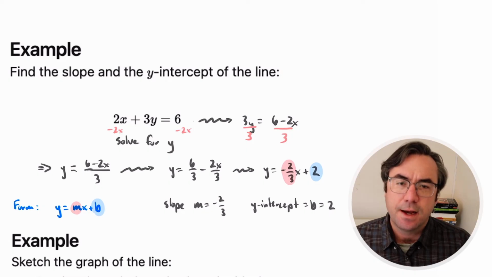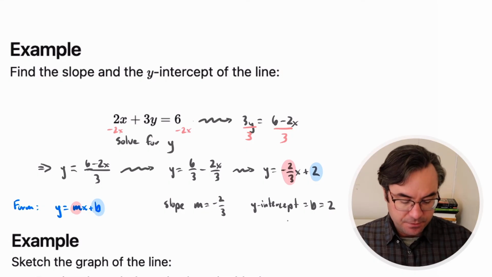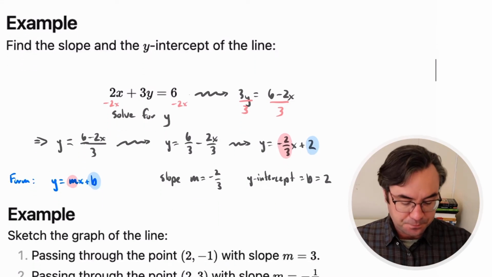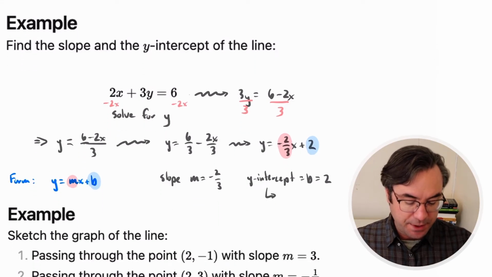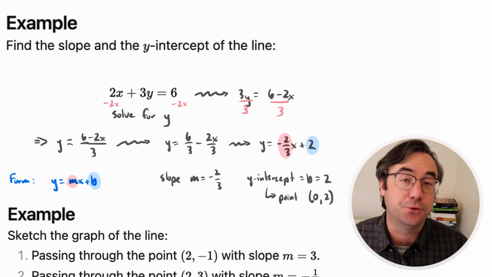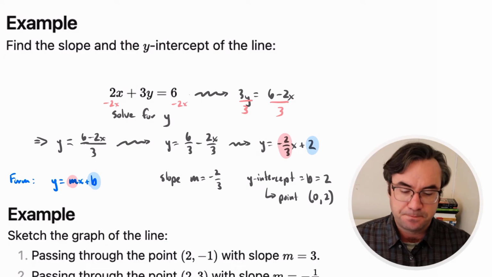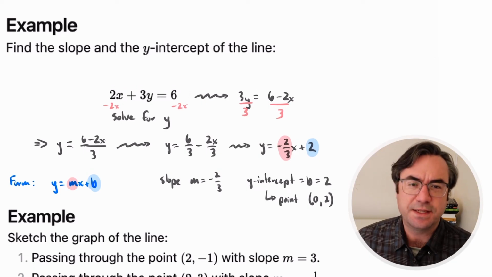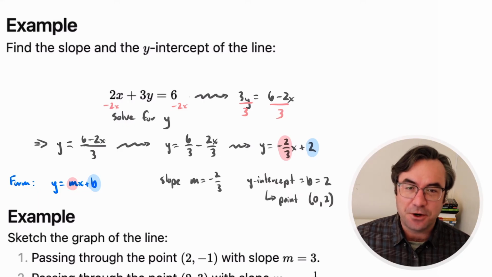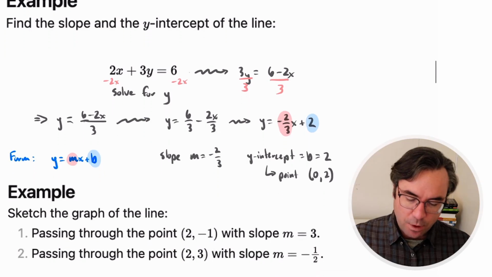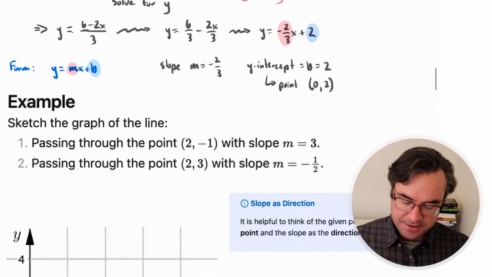Okay. And if we wanted to, we could also write this y-intercept as a point. The x-coordinate would be 0, and the y-coordinate for the point would be 2. So that's the specific point on the xy plane where it crosses the y-axis.